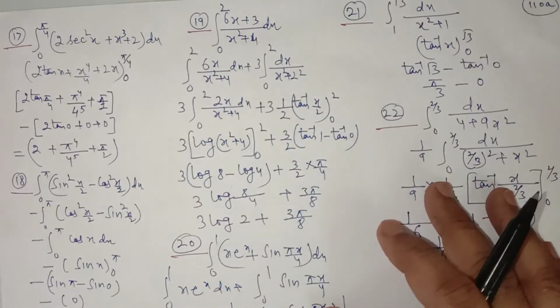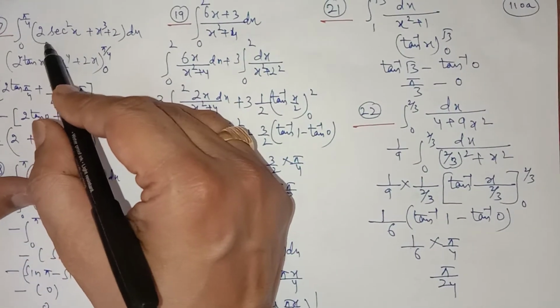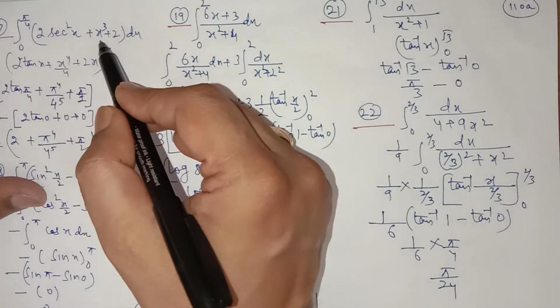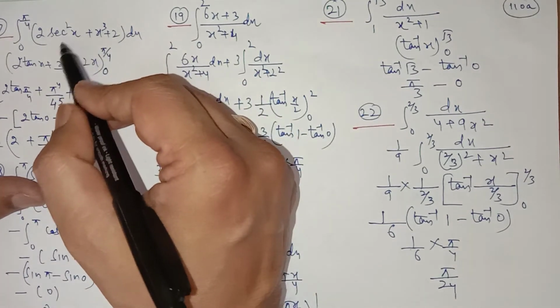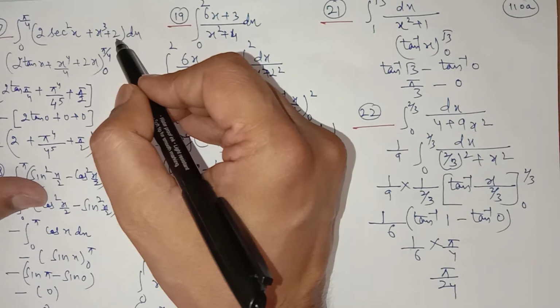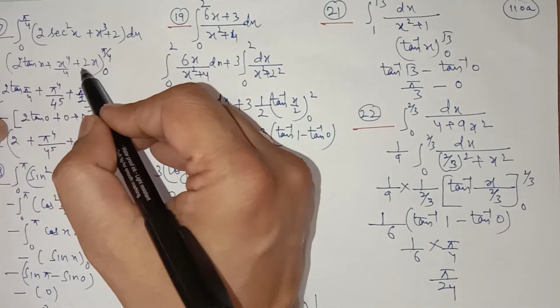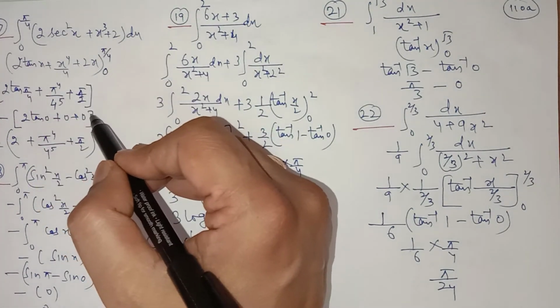Now in question number 17, it is a simple, easy question. So it is 0 to pi by 4, 2 sec square x plus x cube plus 2. So the integration of sec square is tan x, integration of x cube is x to the power 4 upon 4, integration of 2 is 2x. Then as usual, first of all put the upper limit, then put the lower limit and subtract.